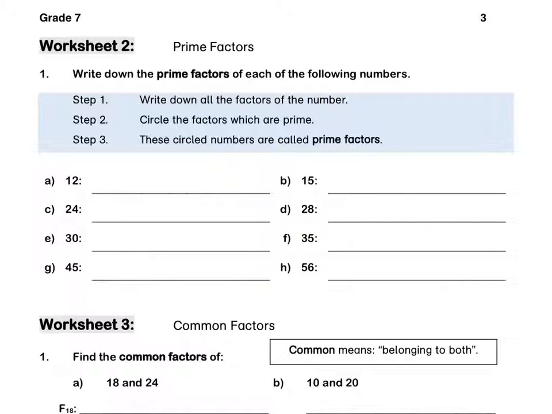Let's do C together. The factors of 24, 1 and 24, 2 and 12, 3 and 8, and 4 and 6. Then we need to circle off our factors which are prime. So we have 2, we have 3, not prime, not prime, not prime, not prime, and 1 is also not prime, remember that. So the prime factors of 24 are only 2 and 3. Press pause to complete the rest of question 1 by yourself.